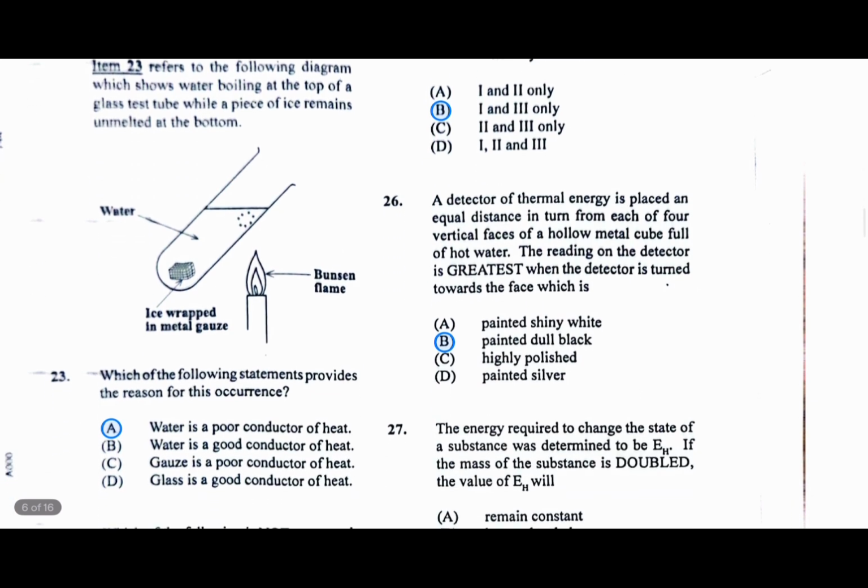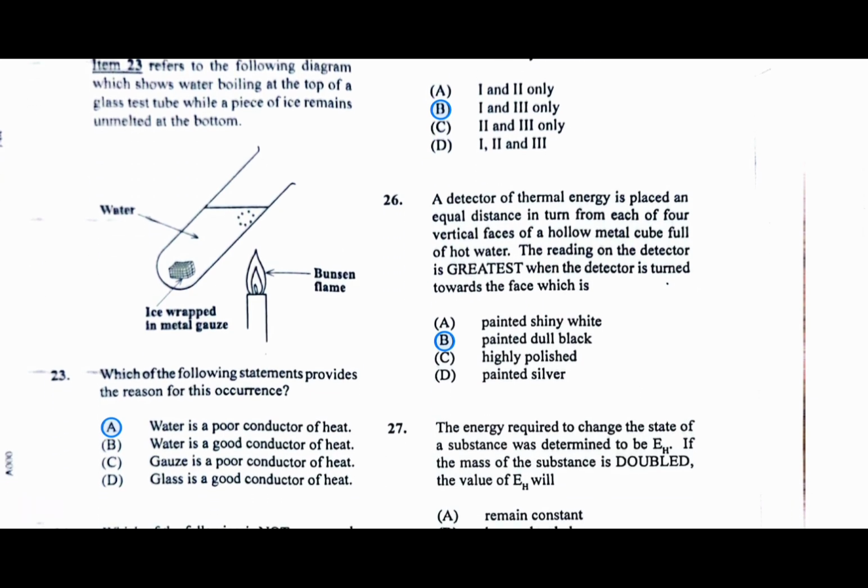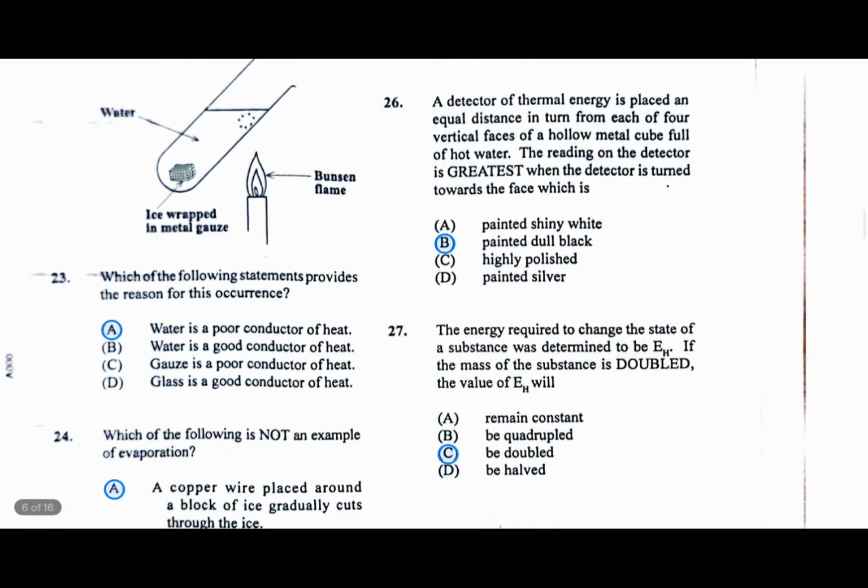26. A detector of thermal energy is placed an equal distance in turn from each of 4 vertical faces of a hollow metal cube full of hot water. So imagine this, right? We have a metal cube and we have hot water inside the metal cube, and we have 4 sides, right? Each side has a different property. So the reading on the detector is greatest when the detector is turned towards the face which is painted dull black. Black surfaces are excellent absorbers of heat, and they are excellent emitters of heat. So the answer is B.